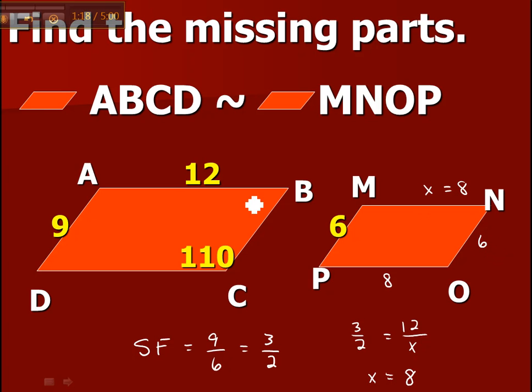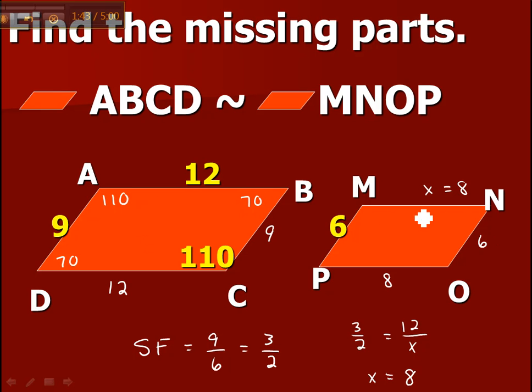In my first parallelogram, if AD is 9, then that means BC is 9. If AB is 12, then I know DC is 12. For my angles, we know that opposite angles of a parallelogram are congruent. And we know that consecutive angles have to be supplementary, which means they add up to 180. And there again, I know opposite angles are congruent.